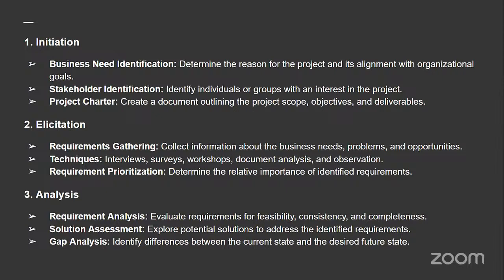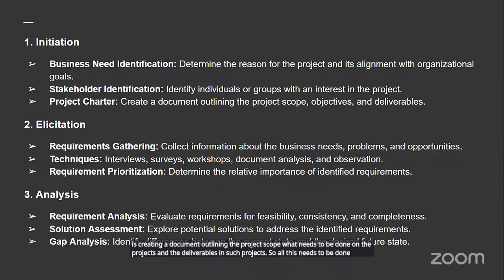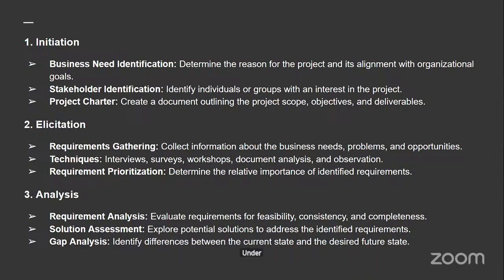When you are talking about stakeholder identification, you are talking about people who are involved in the business, such as the MD, the finance officer, the staff, the customer service representatives, and also the customers too. These are the stakeholders in a specific business. Also, we have the project charter, that is creating a document outlining the project scope, what needs to be done on the project, and the deliverables. All this needs to be done under business need identification as a business analyst.